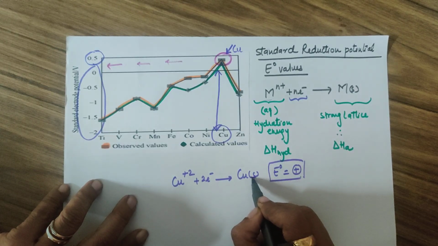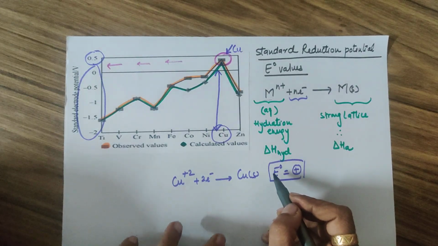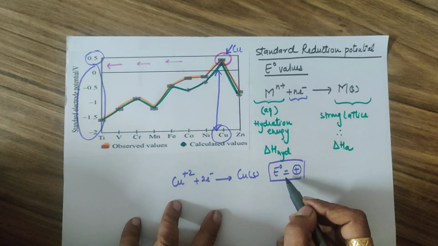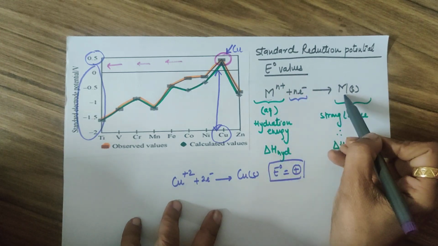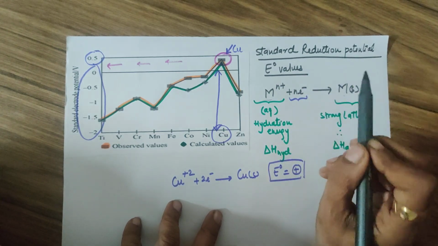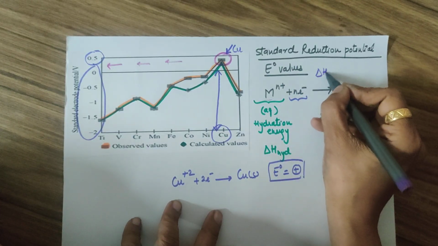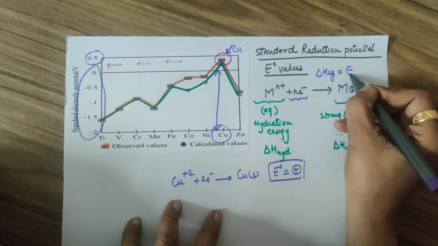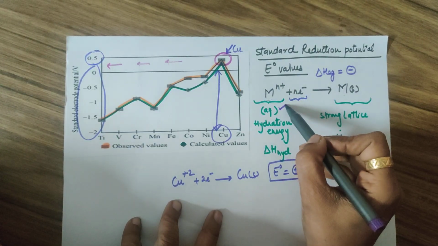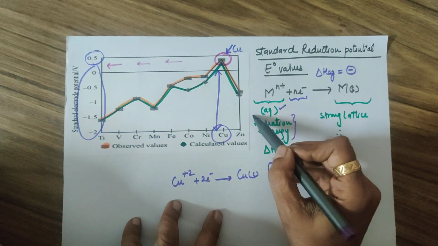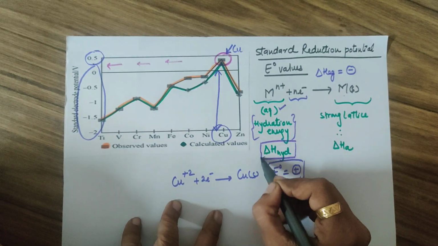Now to justify why copper has a positive reduction potential value: reduction potential is not merely gaining electrons to become a metal. There are two more energies involved other than electron gain enthalpy, which of course is a negative value. The metal ion is in aqueous medium, so there is a hydration energy involved, which is represented as delta H hydration.